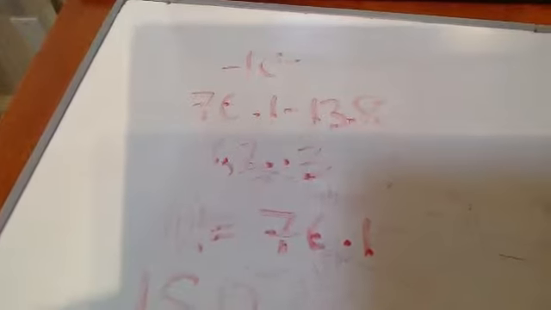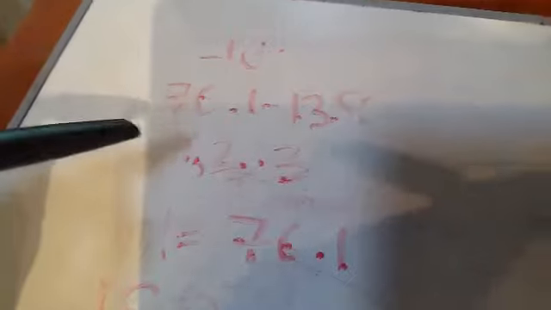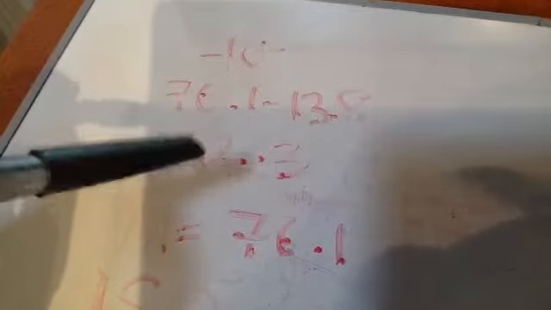So right here we have a -1 standard deviation. For that interval, it's 76.1 minus 13.8, so you get 62.3. Median is 76.1, and 1 standard deviation.